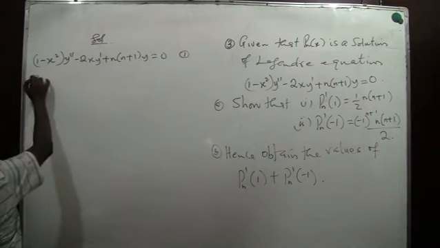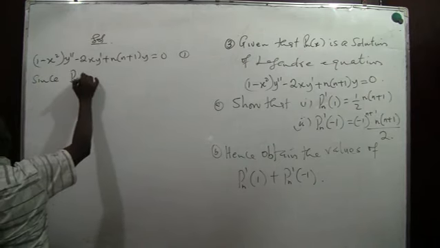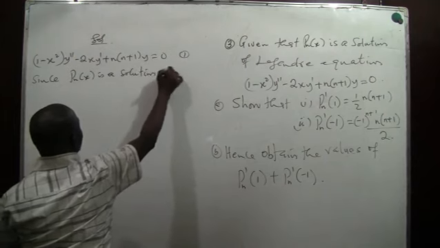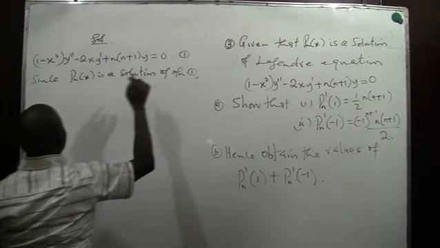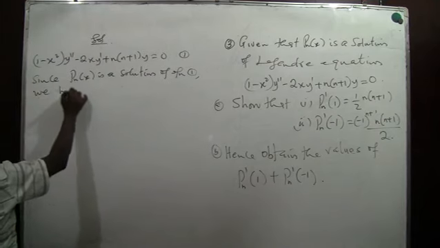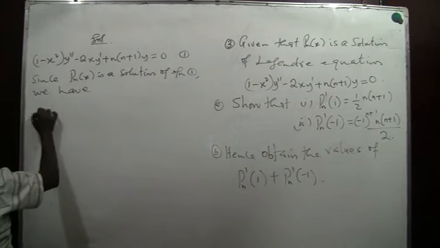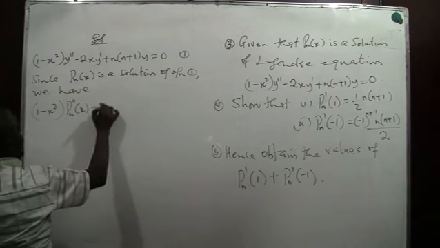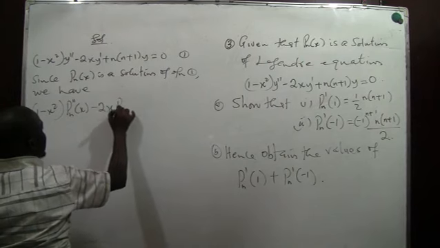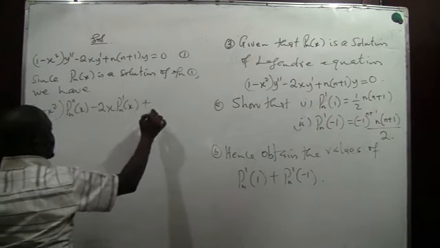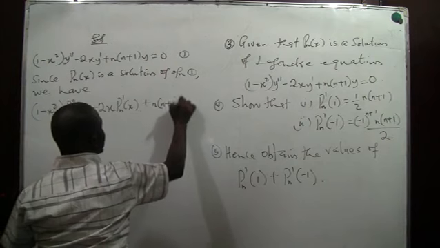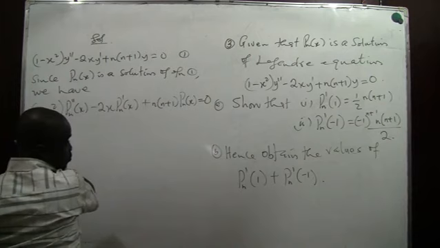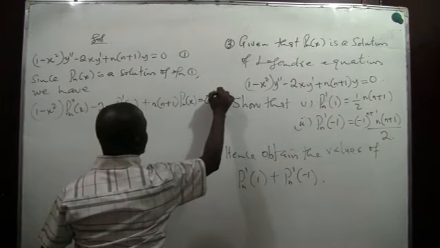Now, since Pn(x) is a solution of equation 1, we obtain (1 − x²)Pn''(x) − 2xPn'(x) + n(n + 1)Pn(x) = 0. Call this one equation 2.